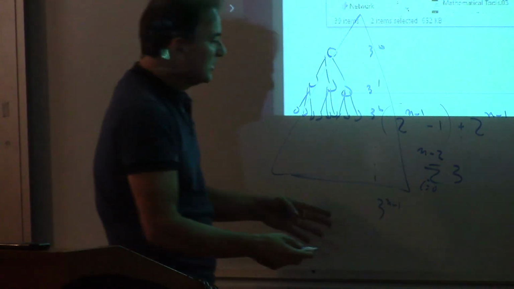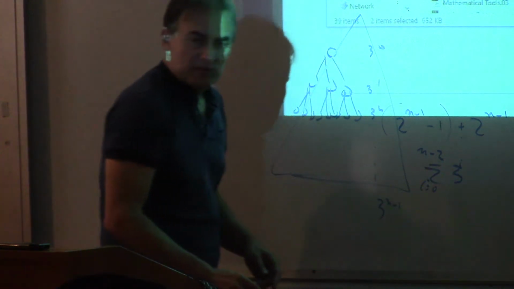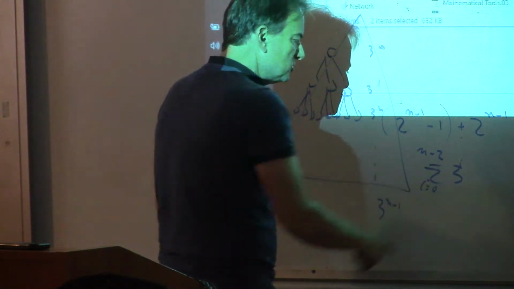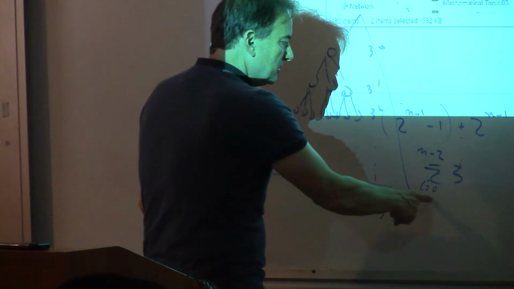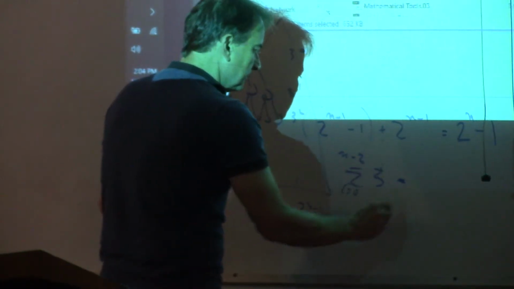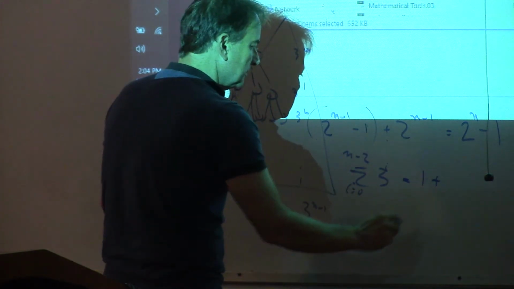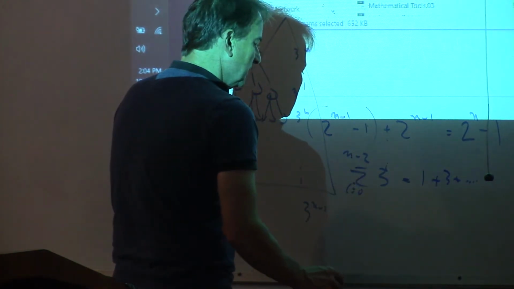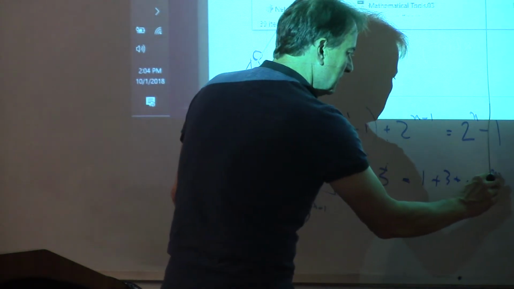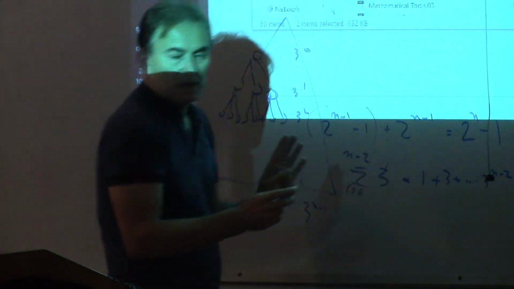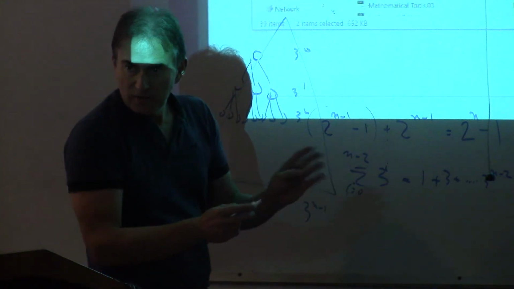When you find the answer to that, you will find out that this is all proportional, because what is this? This is a geometric series, isn't it? 0 to n minus 2, geometric series. What's the first term? 1. What's the second term? 3. What's the last term? 3 to the n minus 2. Now the solution for the geometric series is a minus ar to the n over 1 minus r.